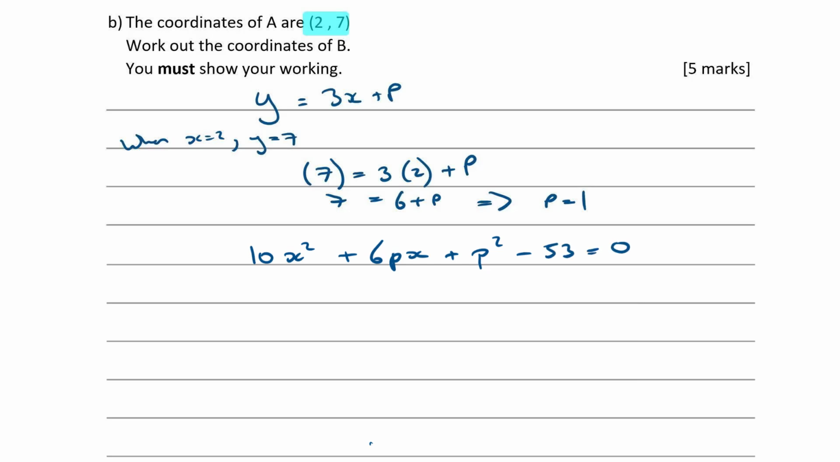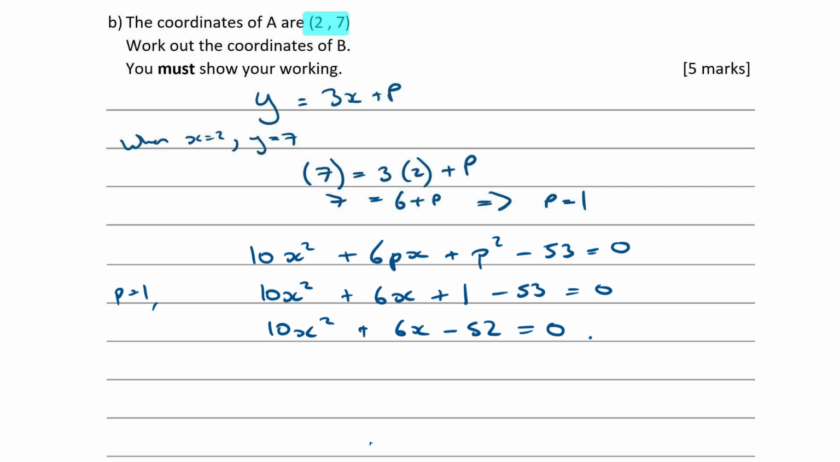So now we know that p is equal to 1. So that means I've got 10x squared plus 6x plus 1 minus 53 is equal to 0. Then collecting the constants together at the end, that's minus 52 is equal to 0. Okay, so I've got a quadratic in x. Can I factorize it? Well, I know what one of the factors is. One of the factors is 2, because it's that up there. So does the other one work?